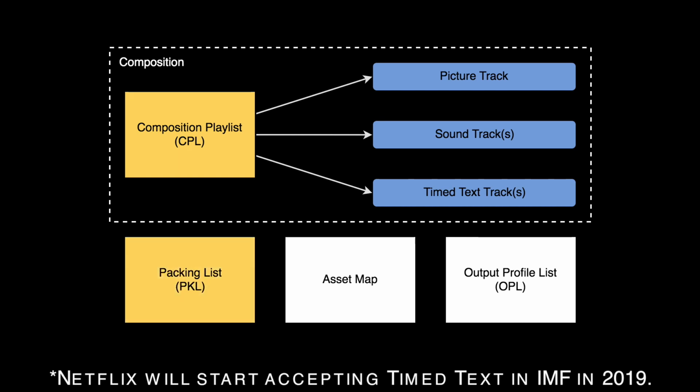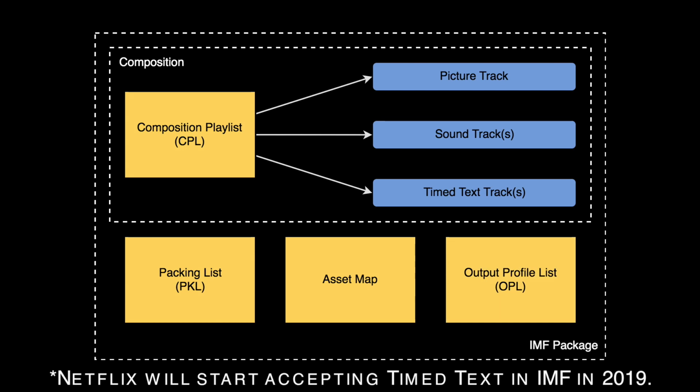The packing list is a list of all the files within a package. It provides technical information like hash values for those files. The asset map translates between asset identifiers that are used within an IMF structure and actual file names on storage systems. So-called output profile lists can contain additional instructions for downstream processing of compositions.